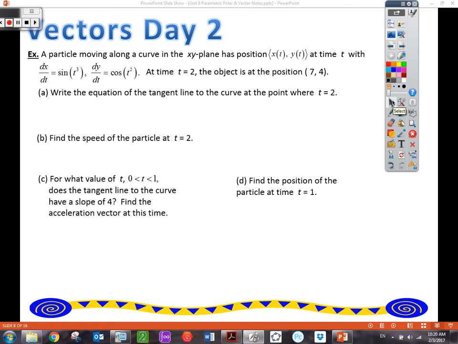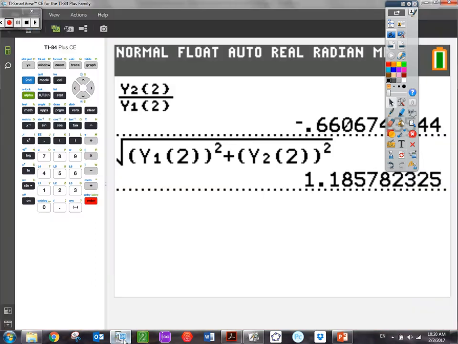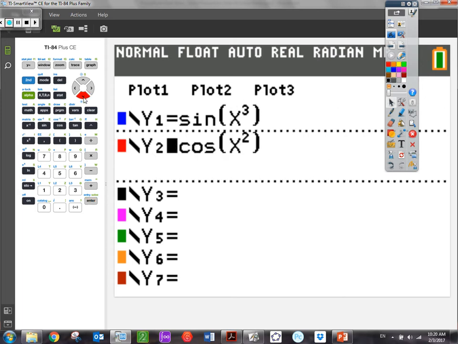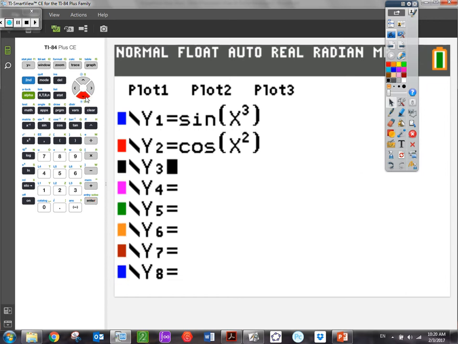You can do that however you want, but I'm going to go to my y equals, and I'm going to turn off y1 and y2. I'm going to move my cursor over to hover over the equal sign and hit enter. What that's going to do is make sure that it doesn't graph those two. I don't want to see those graphed.